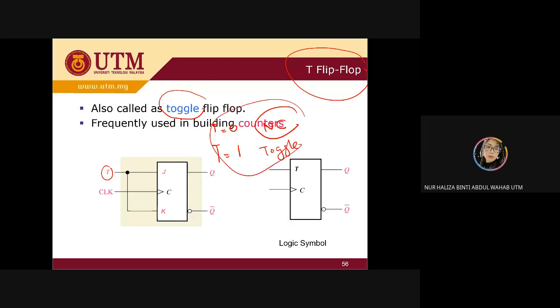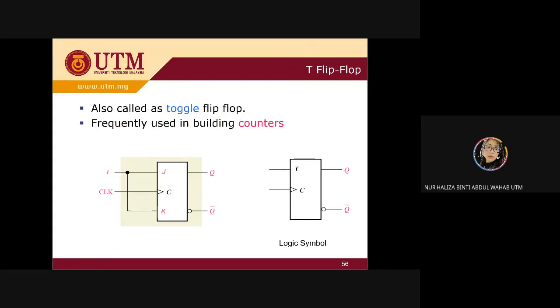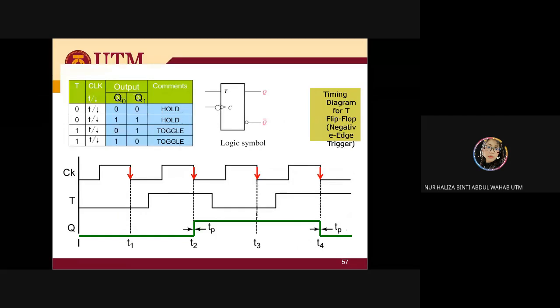This one is quite similar to D because you just need to remember 2 outputs only. No change, toggle. Last time for D, if D is 0, your output will be 0. D is 1, your output will be 1. Simple. Similar to your T, also simple. So let's take a look at an example here.